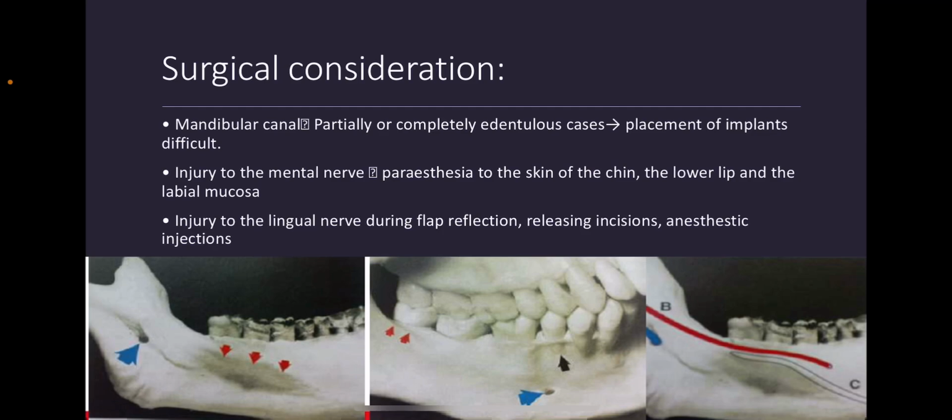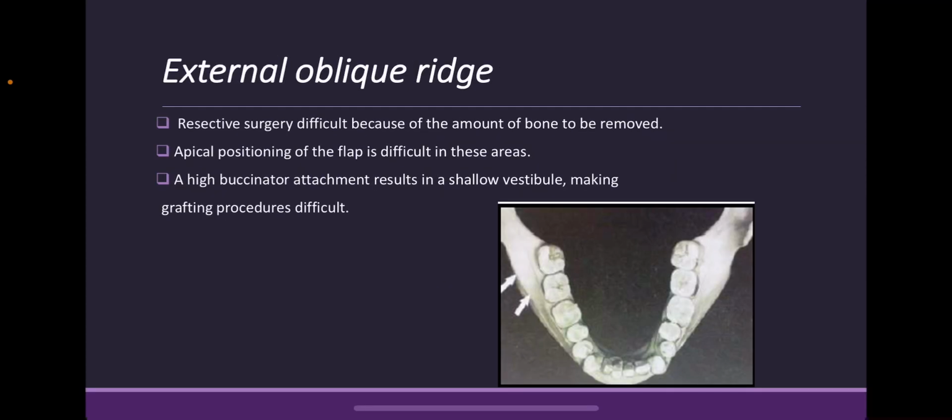Surgical considerations in the mandibular canal: in partially or completely edentulous cases, placement of implants is difficult. Injury to the mental nerve causes paresthesia to the skin of the chin, the lower lip and the labial mucosa. Injury to the lingual nerve can occur during flap reflection, releasing incisions, and anesthetic injections.